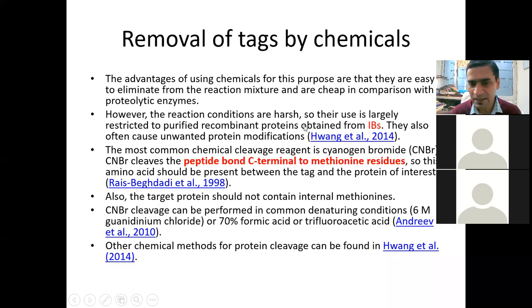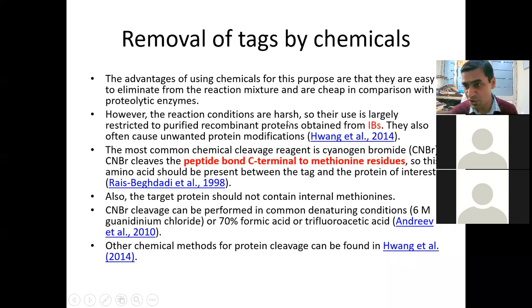Removal of the tags by chemicals. In the last class we had also talked about this, that the most common chemical is cyanogen bromide. Still, I would like to go through the advantage of using chemicals for this purpose, which is to eliminate the enzyme from the reaction mixtures. They are cheap in comparison with the proteolytic enzymes. Chemicals are very cheap in comparison to enzymes.